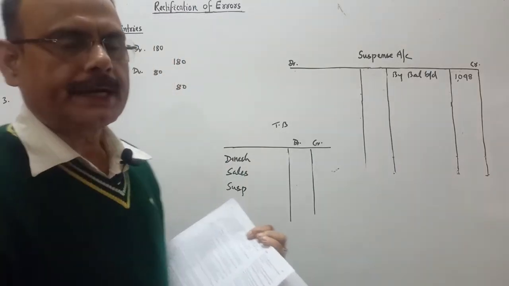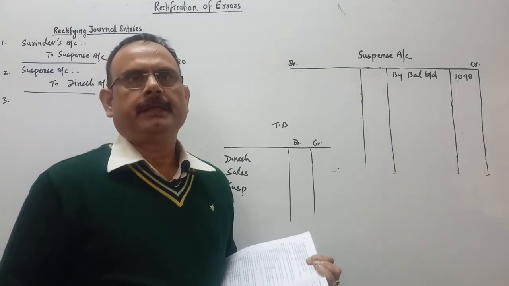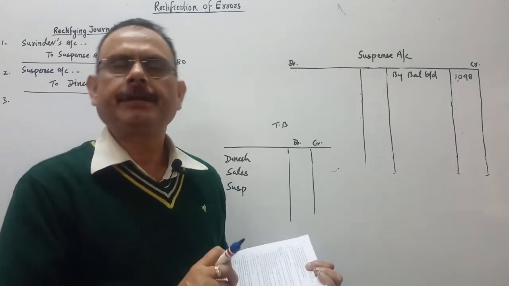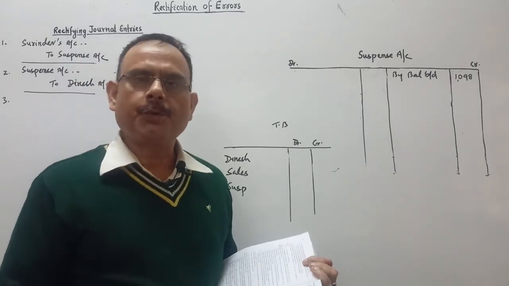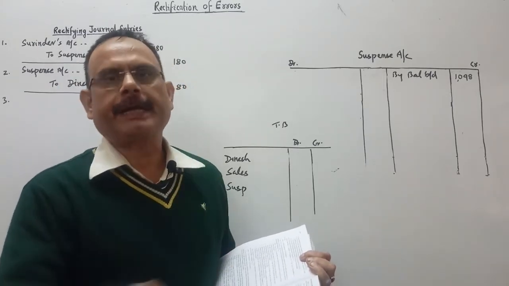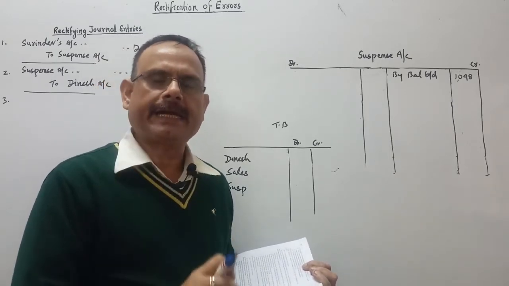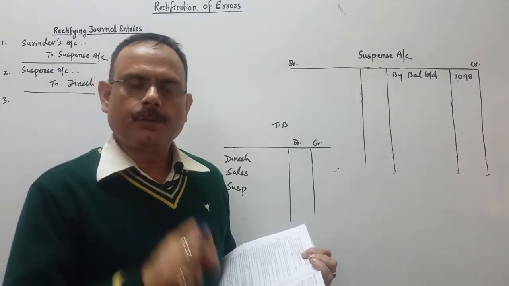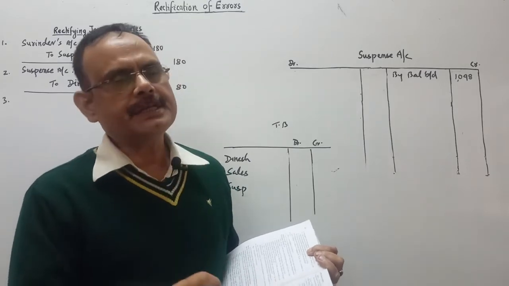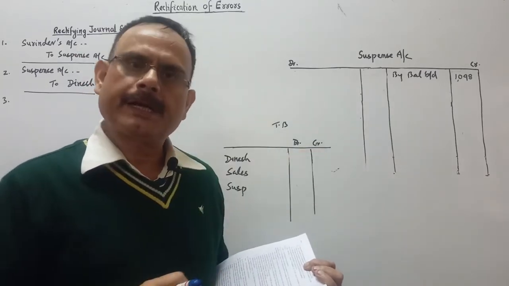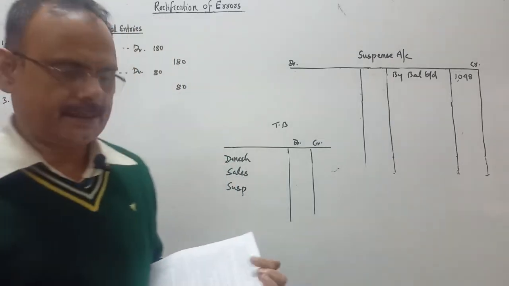Very simple. To rectify any entries, we have to know the correct entry first. Then we see where the error is committed by us. And after that we have to rectify it. Without knowing the correct entry, we cannot rectify any errors. So we have to know what is the correct entry, what is the correct posting, where this transaction has to be recorded. Then we see where the error is committed by our accountant or other accountants. Then after that you can rectify the transactions.